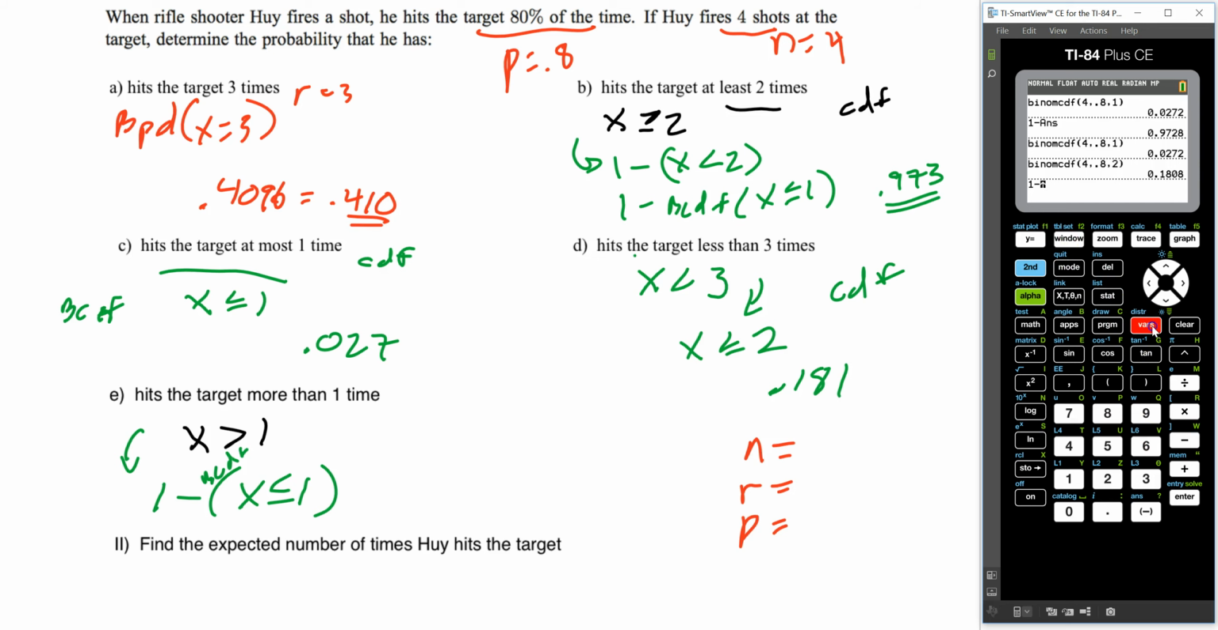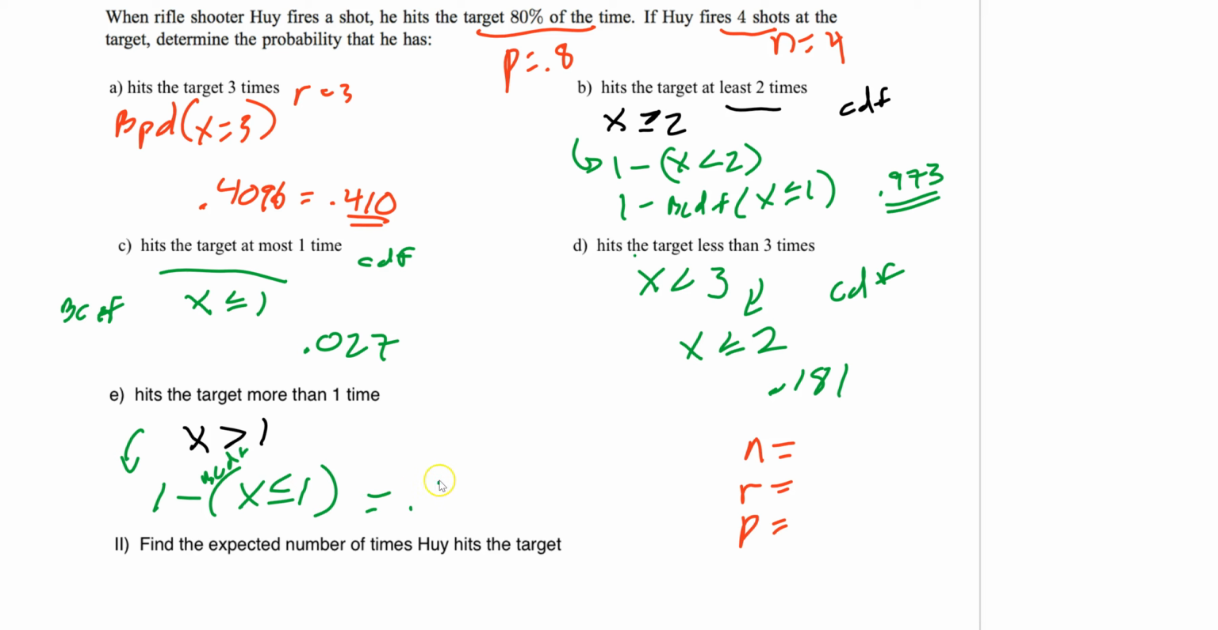Second distribution. Go to binomial CDF, right? Because it's not exactly. All that stuff saved. That's still that. I want 1 this time. We're doing less than or equal to 1. What's the odds he hits that? And I get 0.973. Right? That's he hits more than 1 target. The odds he hits more than 1 target is the same thing as hitting at least 2 targets. Right? That's kind of the idea of moving it left.